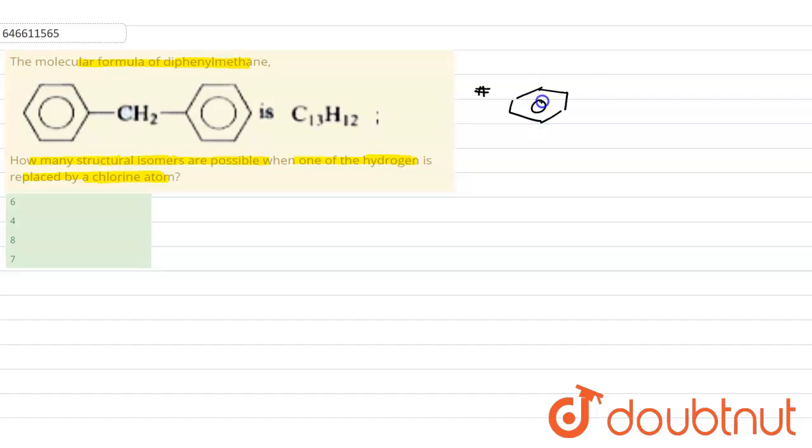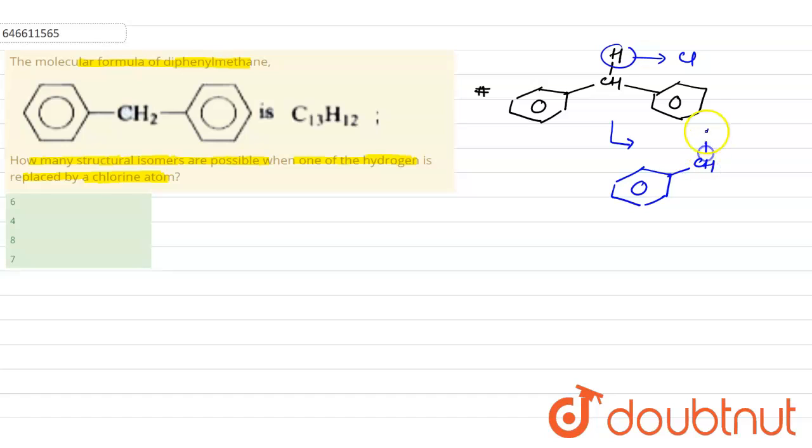Diphenylmethane is benzene, CH2, and here is another benzene and here is hydrogen. We can replace a hydrogen by one chlorine atom. We can replace this hydrogen with chlorine. We will get one isomer like benzene, CH Cl, and here is another benzene. So this is the first isomer.